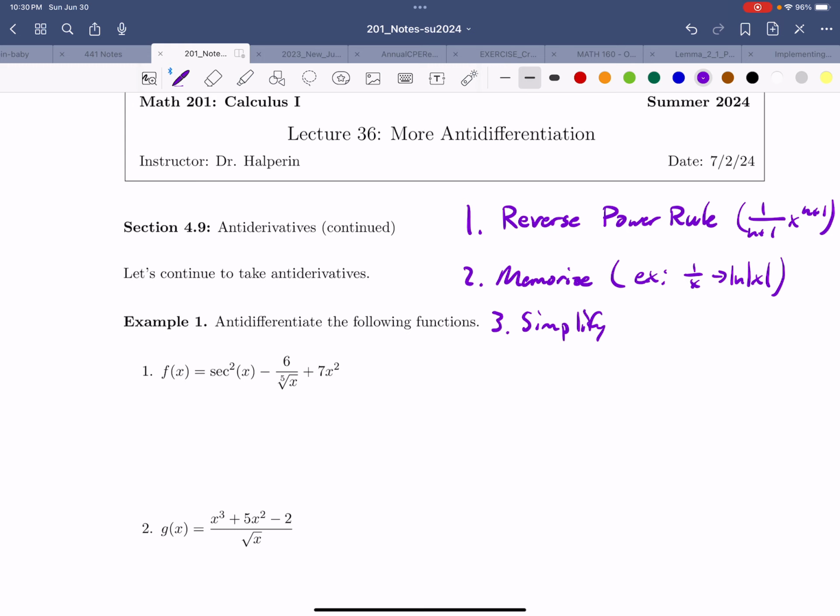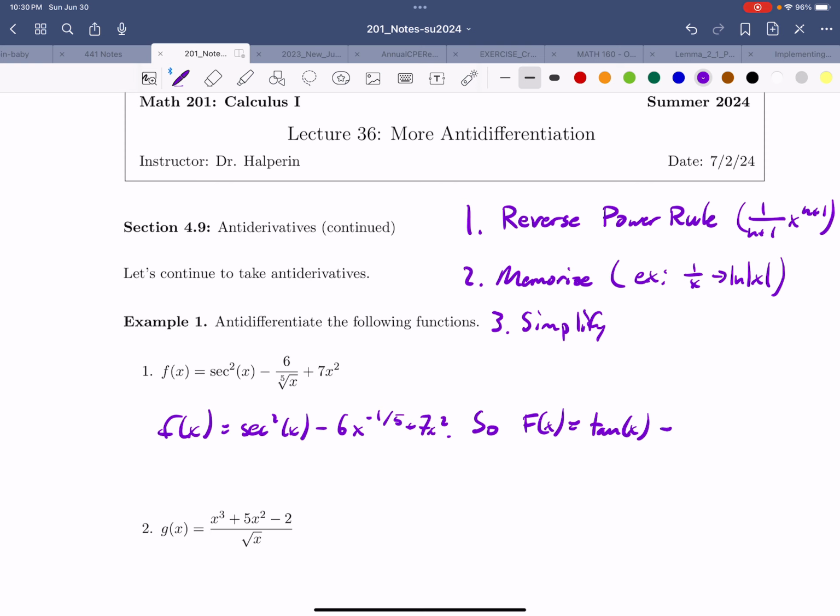So let's look at number 1, right? I think before we do anything, we should write this as f of x equals secant squared of x minus 6x to the -1/5 plus 7x squared. Right? So then we know that big F of x is going to equal, what's the antiderivative of secant squared? It's just tangent, right? You just have to remember that.